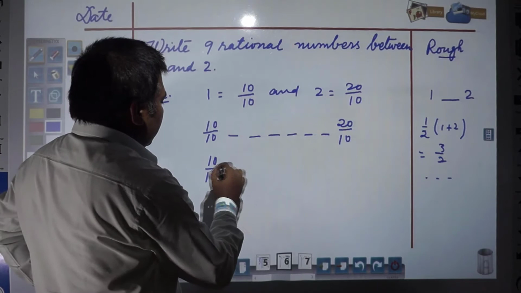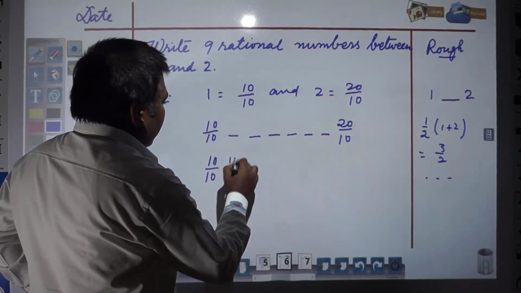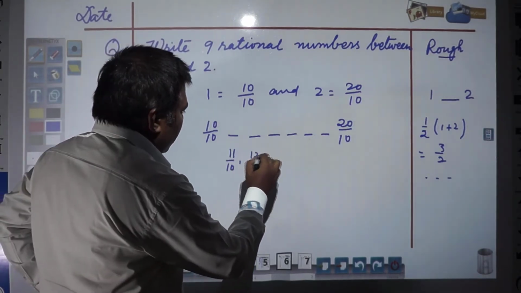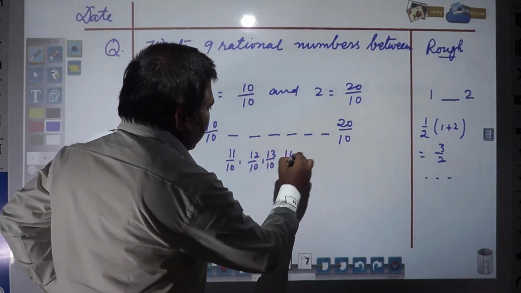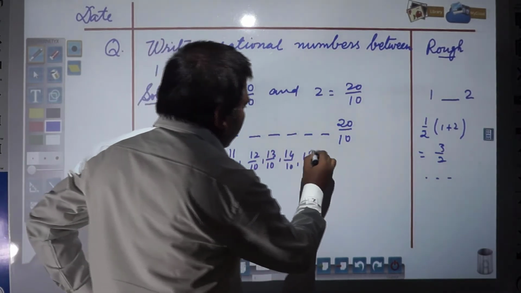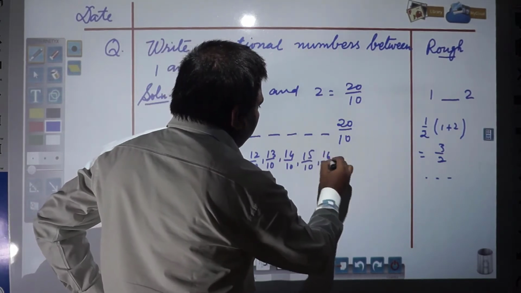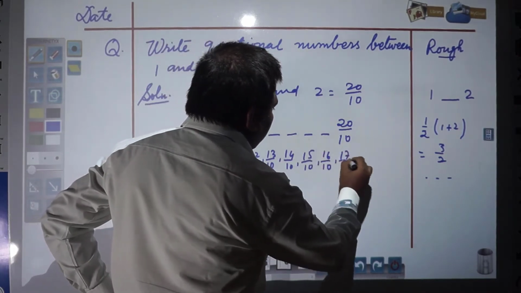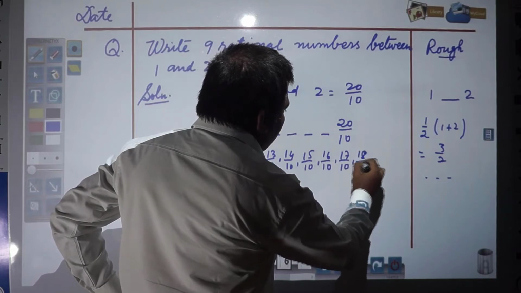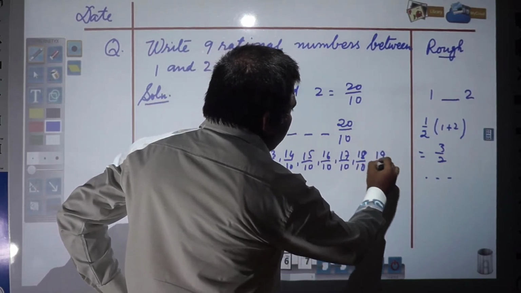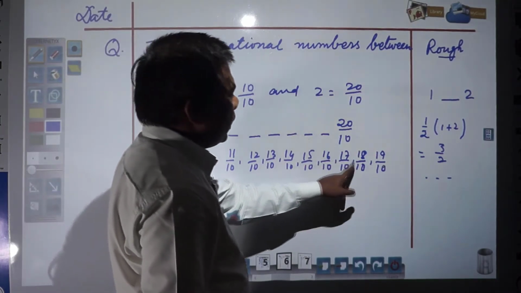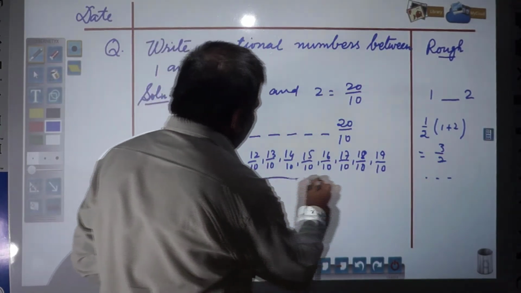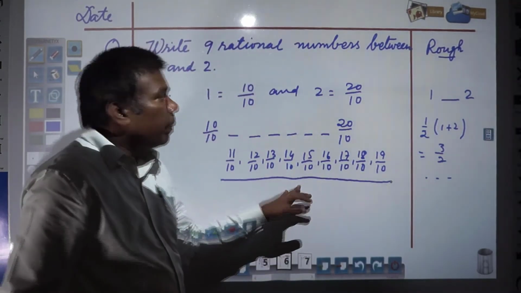Here it can be written as 11 by 10, 12 by 10, 13 by 10, 14 by 10, 15 by 10, 16 by 10, 17 by 10, 18 by 10 and 19 by 10. 1, 2, 3, 4, 5, 6, 7, 8, 9. 9 numbers you already got. So this will be your answer.